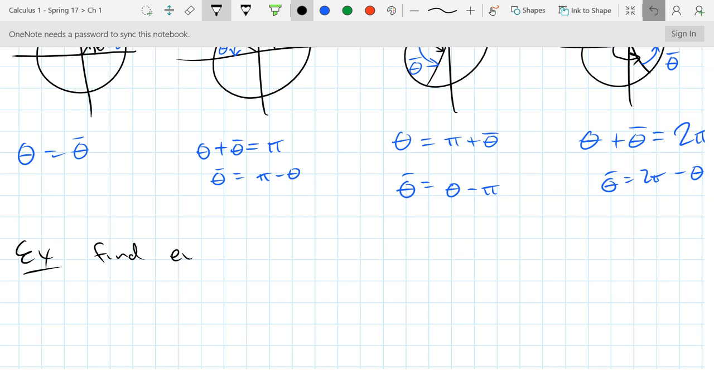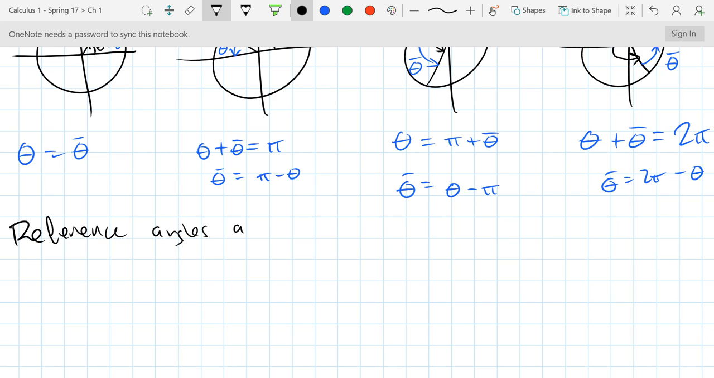Oh, so why do we care about reference angles? I should tell you that first. Reference angles and trig functions. So I'm going to let t be any trig function.